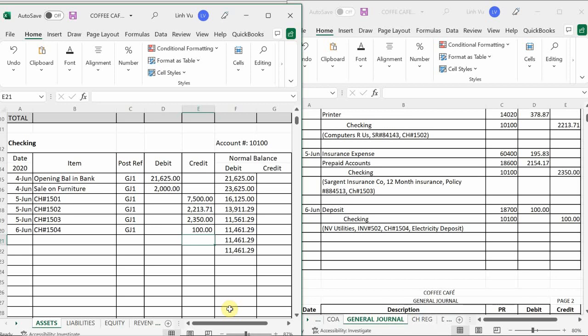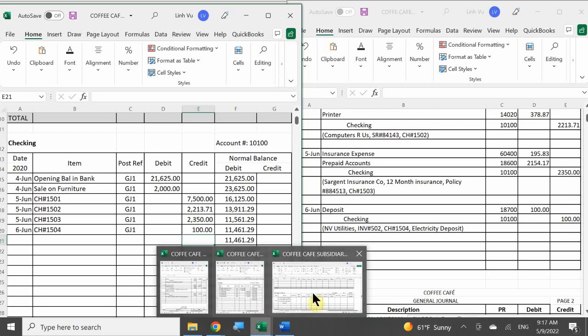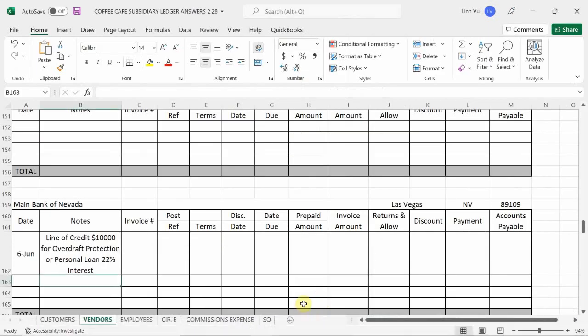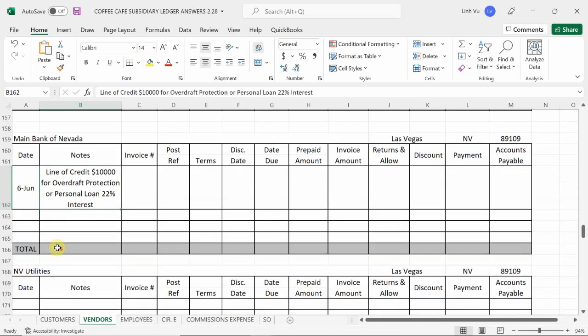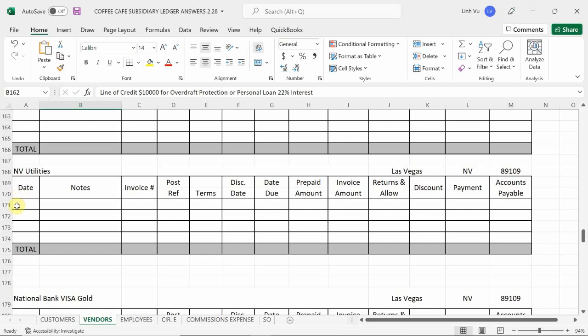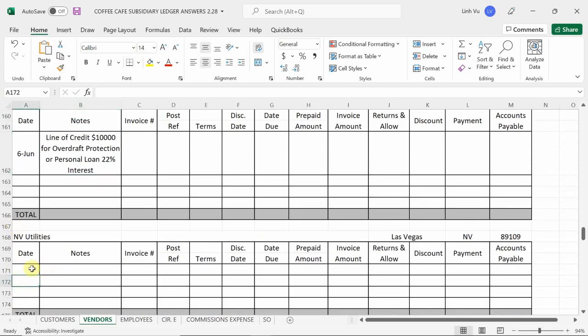All right. So once I've done my journal, I already posted to my ledger. The last one I need to do is make sure that I plug this number into my subsidiary ledger. Because what if my electricity did not even go on? What if I'm having problems with my electricity? I can go ahead and call NV Utilities and say, hey, I paid you for electricity, so why isn't the electricity on? Why did my electricity shut off? You can ask those questions because you paid into it already. So there you go. NV Utilities.